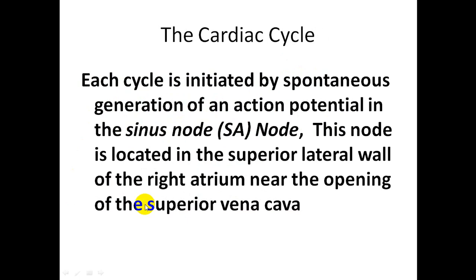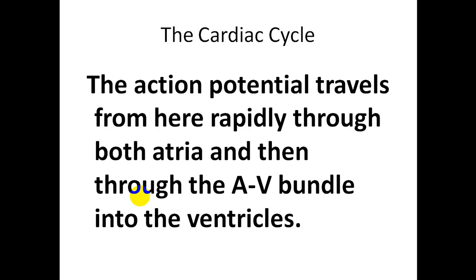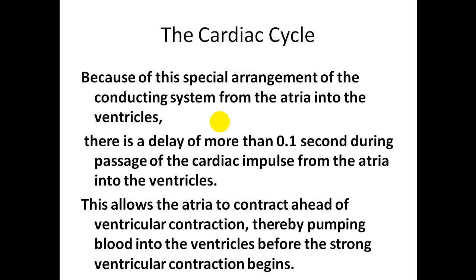Each cardiac cycle is initiated, as we know, by an electrical event, by spontaneous generation of an action potential in the sinus node, the SA node, the natural pacemaker. This node is located in the superior lateral wall of the right atrium, near the opening of the superior vena cava. The action potential travels from the SA node rapidly through both atria and then through the AV node to the bundle into the ventricle and Purkinje system.